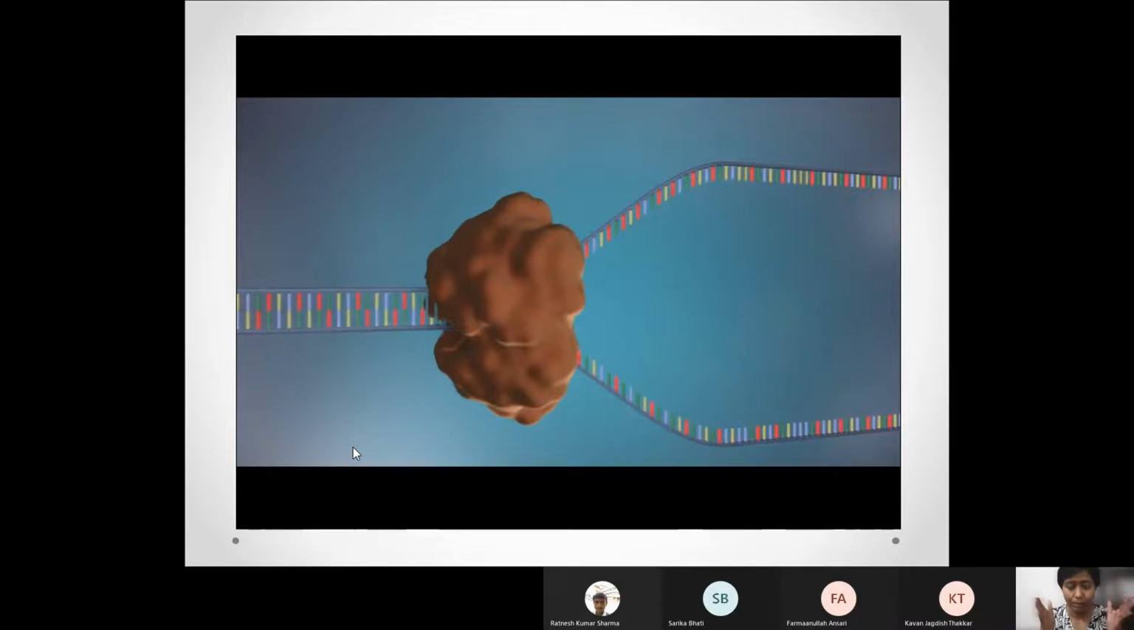So in a double helical, double stranded DNA, you would have one strand running from 5' to 3' and the complementary strand running from 3' to 5'. This side would be 3', this side 5'. So 5' to 3', 5' to 3'. All right.